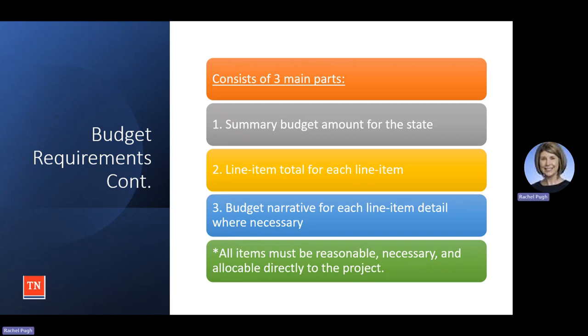And budgets, they really have the 3 main parts. There's the summary budget amount for the state. So this is the summary amount of what you're requesting, the total amount that you're requesting for each fiscal year. And then there's the line item total for each line item. And then the budget narrative for each line item detail where necessary. That is on the detail page. So all items on the budget must be reasonable, necessary, and allocable directly to the project.